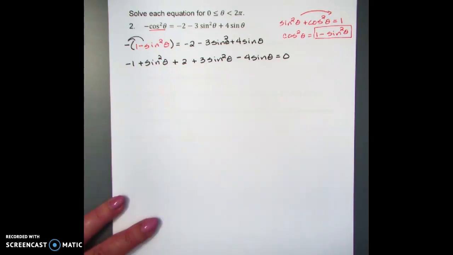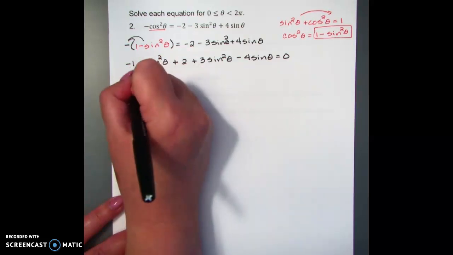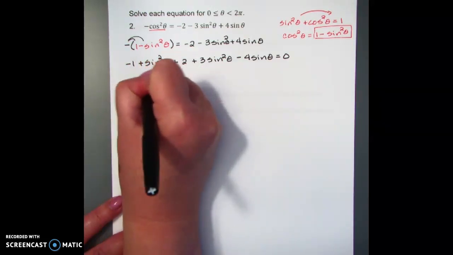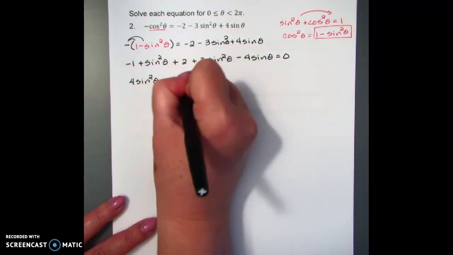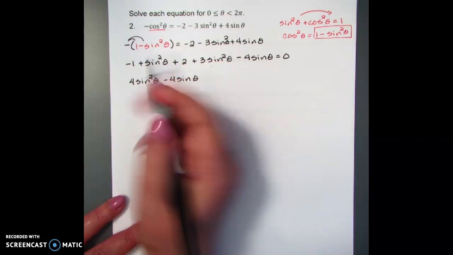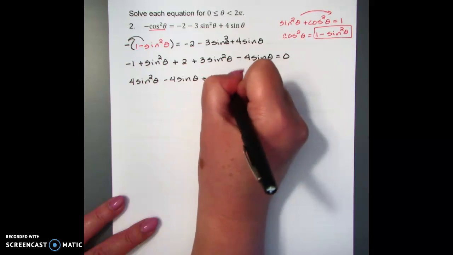Okay. So when I start simplifying this, I've got 1 sine squared of theta plus 3 sine squared of theta is going to be 4 sine squared of theta. And then I've got the negative 4 sine theta. And then I have negative 1 plus 2 gives me positive 1, and that's going to be equal to 0.